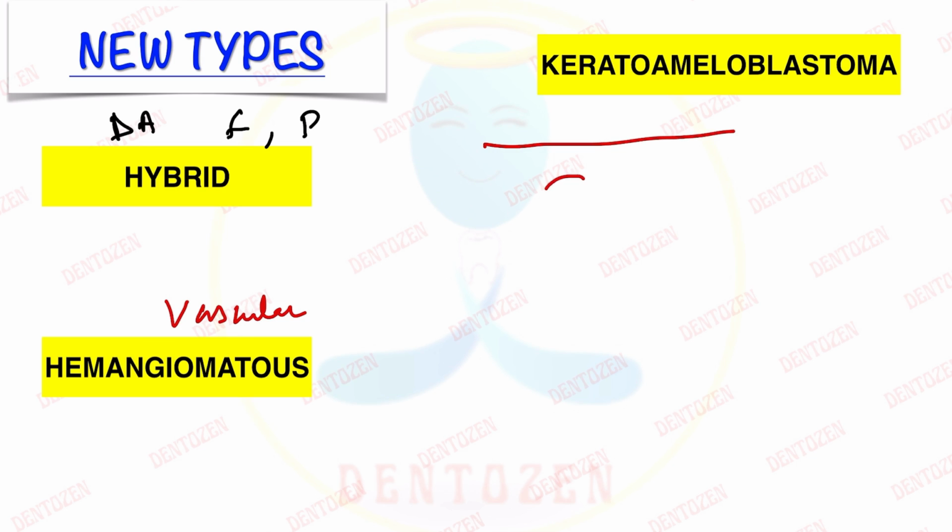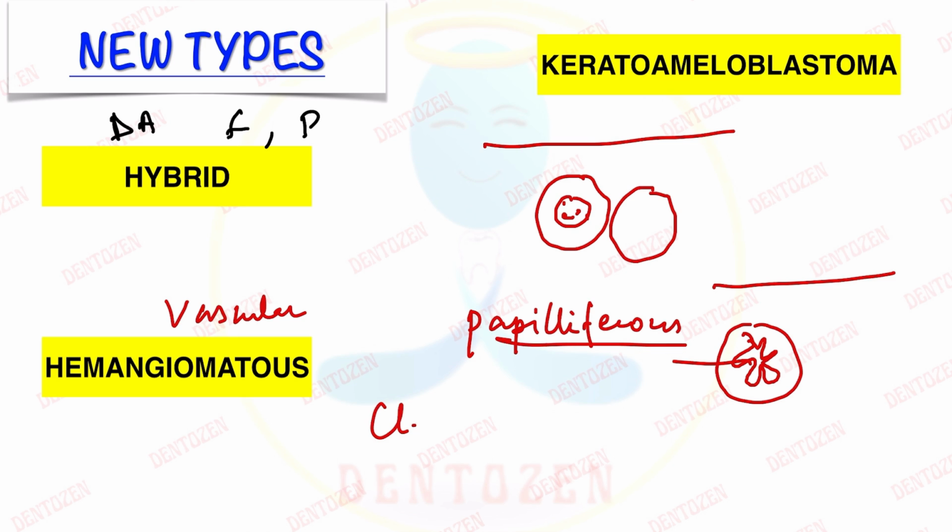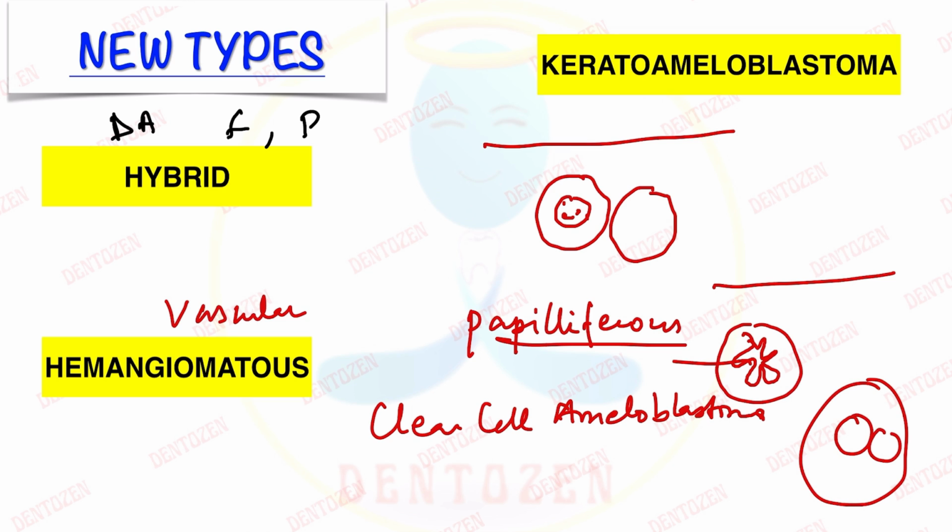Then keratoameloblastoma: when we see a cystic space in the tumor which is filled with keratin along with the solid growth of cells, this is referred to as keratoameloblastoma. Sometimes this cystic epithelium will grow in the form of papillary projections into the lumen. Then it is referred to as papilliferous keratoameloblastoma. And sometimes a term is used which is known as clear cell ameloblastoma, in which the cells become clear, that is, they will not stain, they will not be eosinophilic. So within the islands, the cells will appear clear.